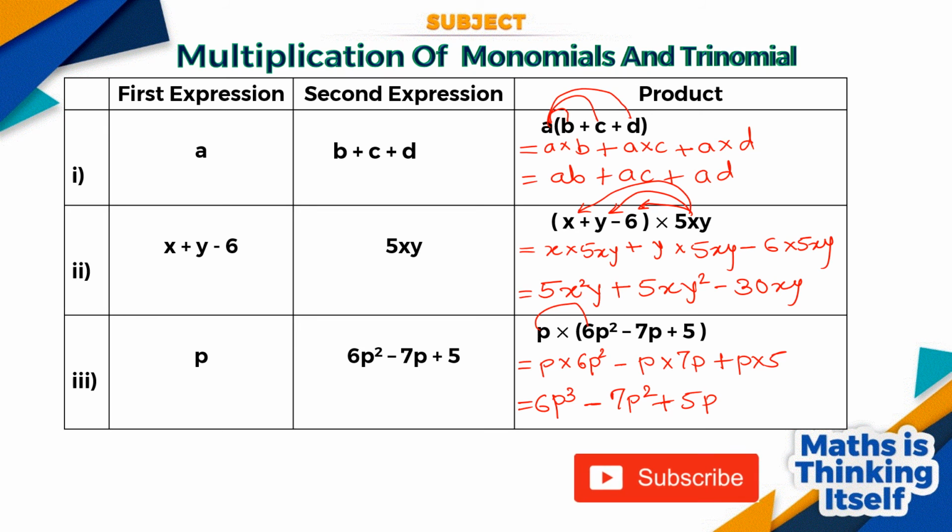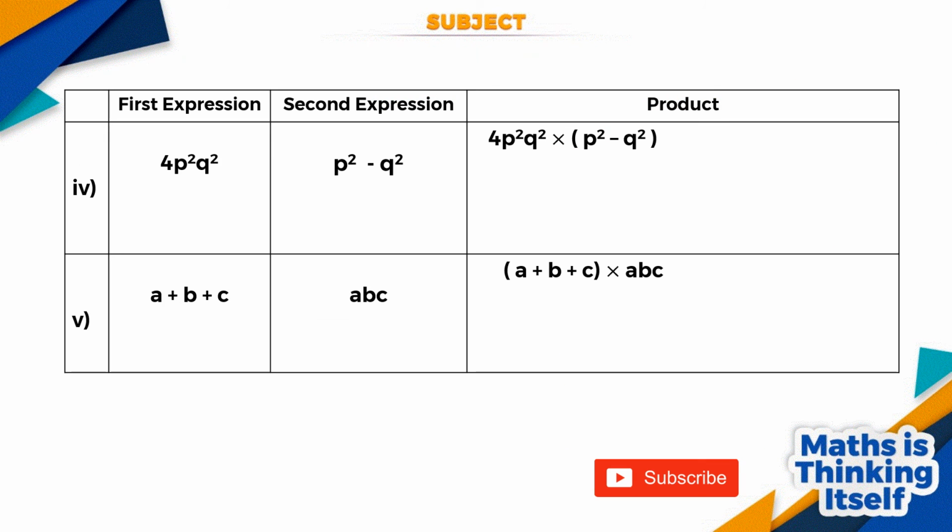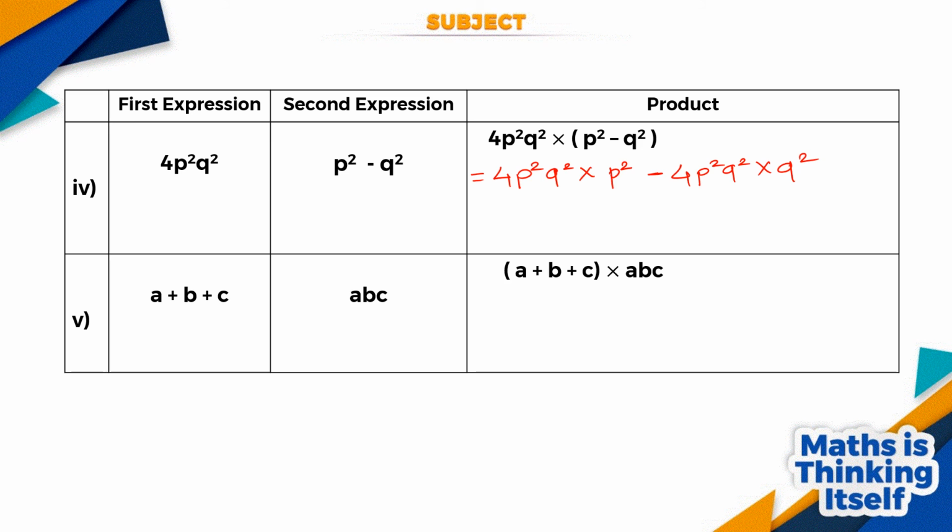Now next problem. Here 4 times p square q square multiplied by p square minus q square. So 4p square q square is multiplied with the first term p square, then put the subtraction operator as it is, and then 4p square q square is multiplied with the second term q square. Then applying the basic knowledge, monomial into monomial, 4 as it is, p square into p square, you get p raised to the power 4, and q square as it is, minus sign, 4 p square, q square into q square, you get q raised to the power 4.